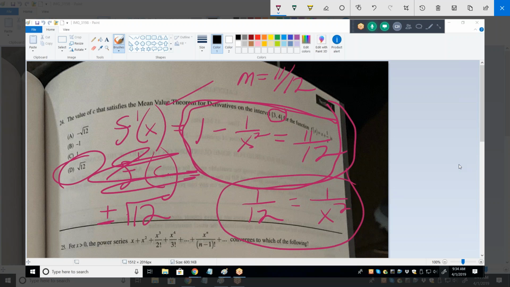Okay, so that's how you do those. You find the average, and then you take the derivative, and you set the derivative function equal to that average slope. Right. All right.